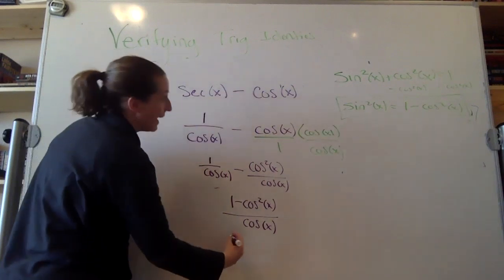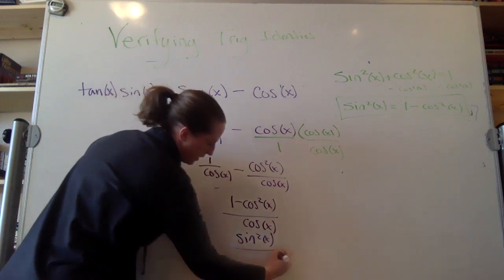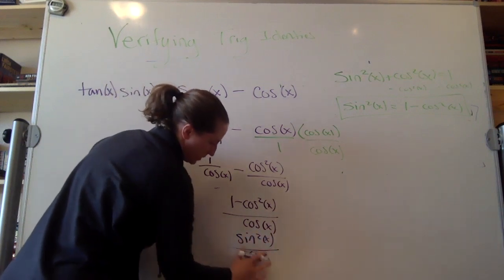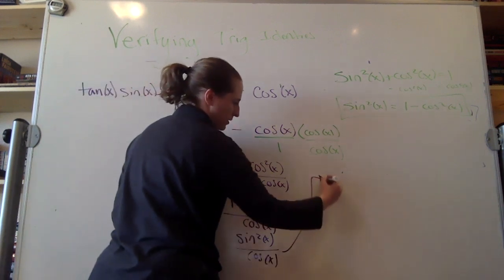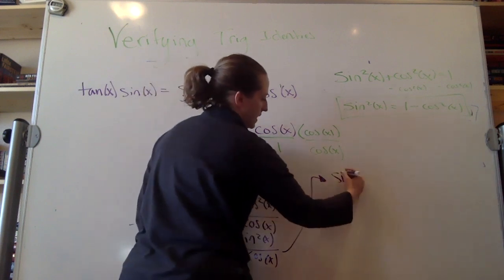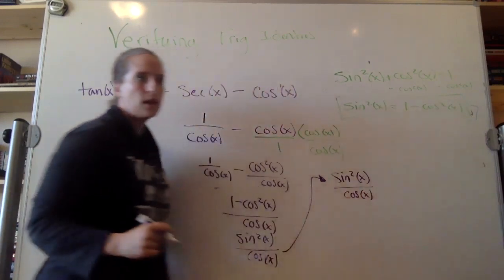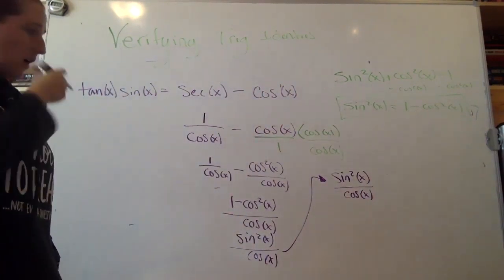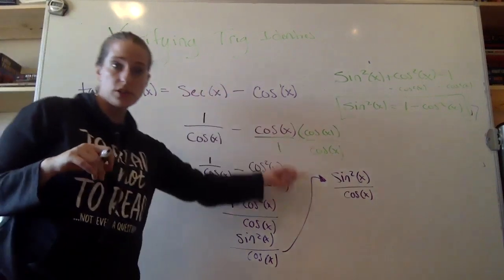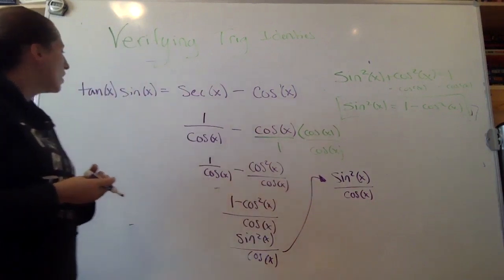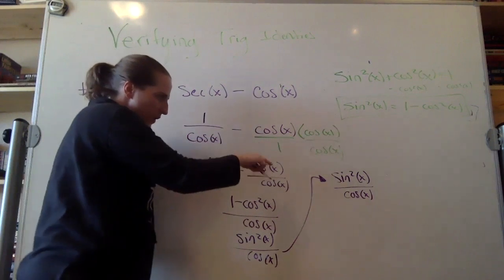Okay, so now I'm at sine squared over cosine of x. I'm going to move this up here so that we can see it easier. So again, we're at sine squared over cosine. Okay, now we're getting closer. Remember that since we chose to start from this side, our goal is to make this look like tangent times sine. Well, I've got sine floating around in there.